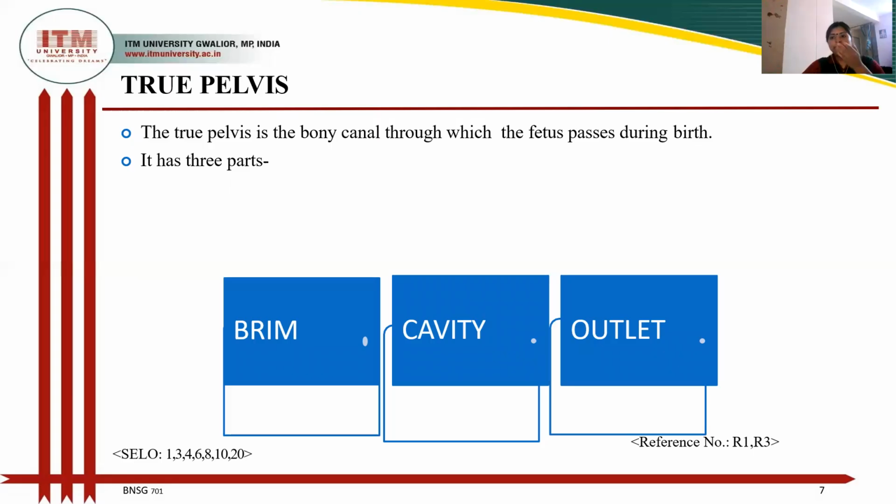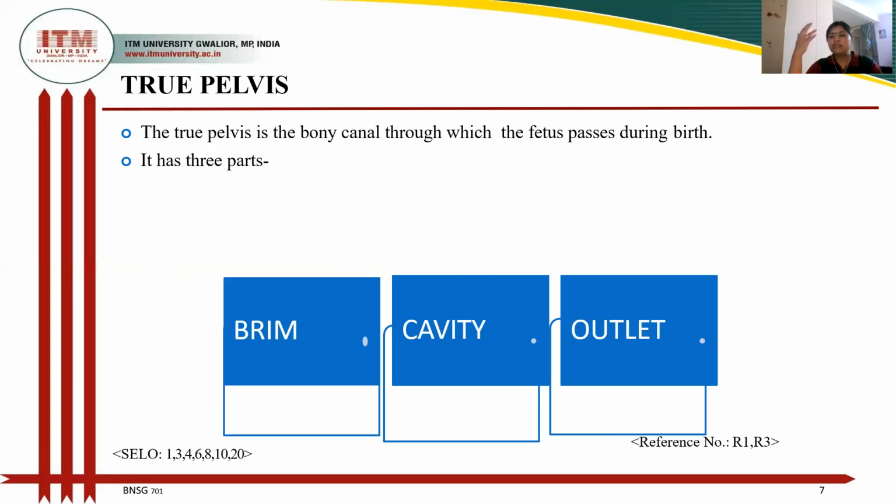So next is the true pelvis. We have seen the upper portion is the false pelvis, and just below that we have the true pelvis. So what is the true pelvis? The true pelvis is the bony canal through which the fetus passes during childbirth. This is the actual area through which the baby is going to pass, the birth canal. That is why it is called the true pelvis.